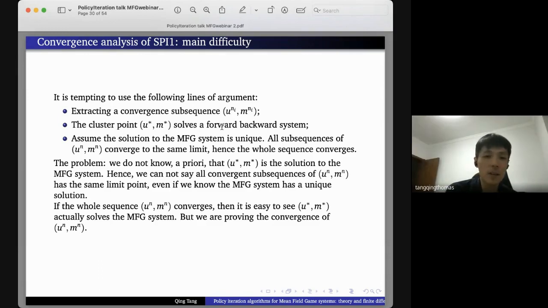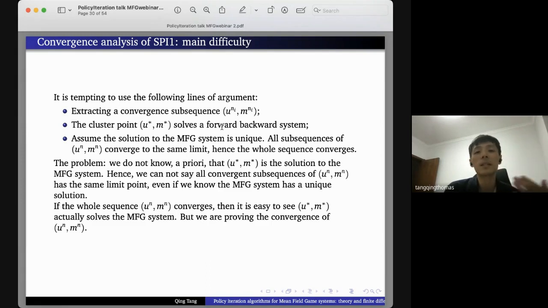I think what you're referring to is not the same thing as what Mathieu was saying. First of all, let's assume the MFG only has a unique solution. If it has multiple solutions, that's another thing. What Mathieu was saying is that maybe we can have a subsequence which converges, but not to the solution of the mean field game system, but to something else. And we can have another subsequence which converges to something else, which is entirely possible.